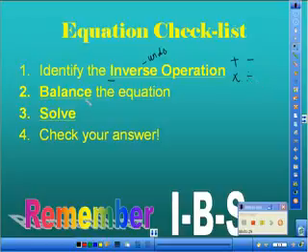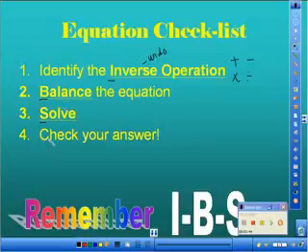The second step in our equation checklist is balance. This is what the B stands for in our acronym. When we say balance the equation, it means whatever we do to one side, we must do to the other. The final step is to solve. After you have completed all 3 of these steps in the equation checklist, you're finished.